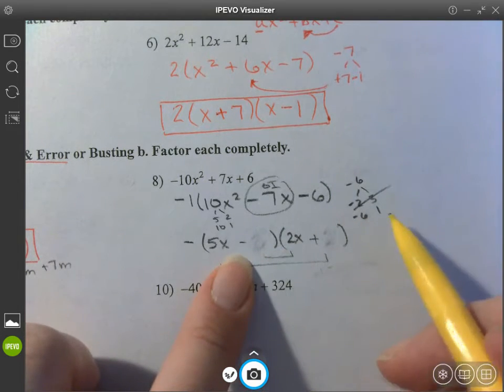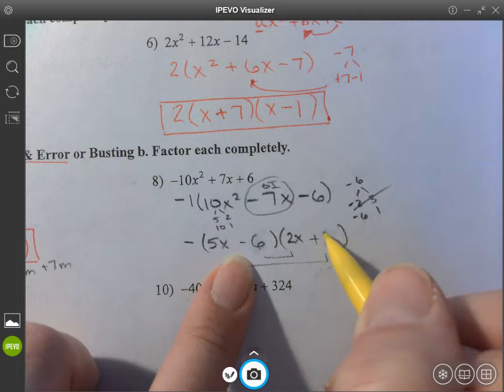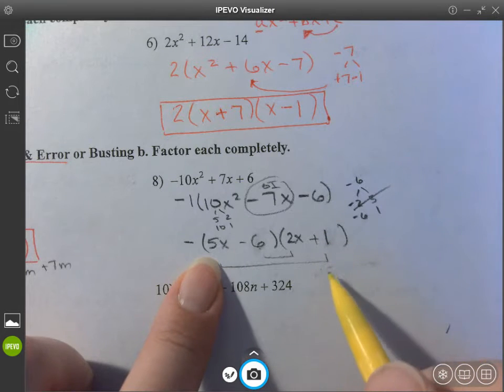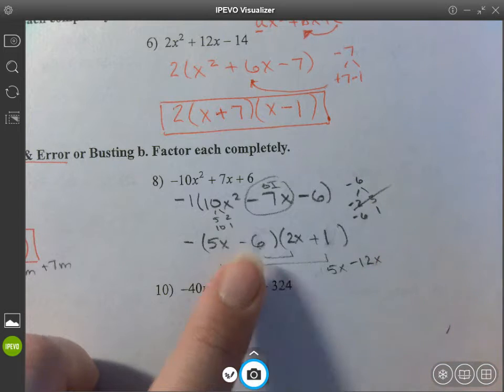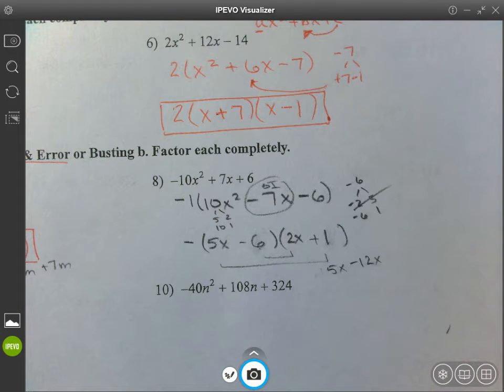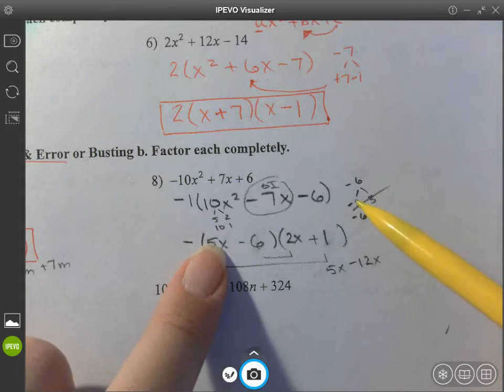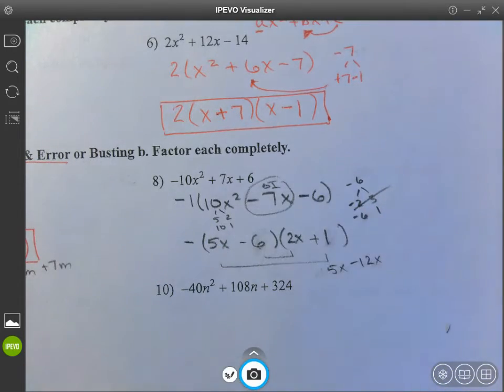I'm going to put in the 6 and the 1. I'm going to put the 6 here. It cannot fit here. This would be a +5x, and this would be a -12x. And there it is. We got it, right? -7x. Now, if that didn't work, I would have gone back and started again with 10 and 1. And the 10, I would not pair with the 2 or the 6. All right, so we've got it.